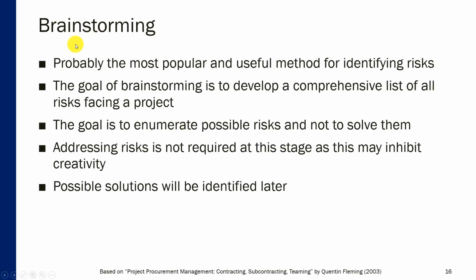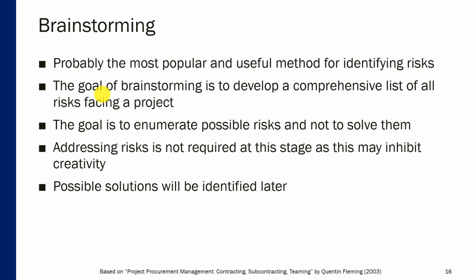Now, brainstorming is another technique for identifying risk. It's probably the most popular and most useful methodology, not only for identifying risk, but for coming up with all kinds of ideas in the world of business. It's a very common technique for group thinking, for group-based solutions or group-based decisions, and it's used in all kinds of situations and all kinds of contexts, including risk management. So the main goal of brainstorming is to develop a comprehensive list of all risks facing a project. Now, we'll come back to this point, but the central idea of brainstorming is unrestricted flow of ideas in relation to risks.